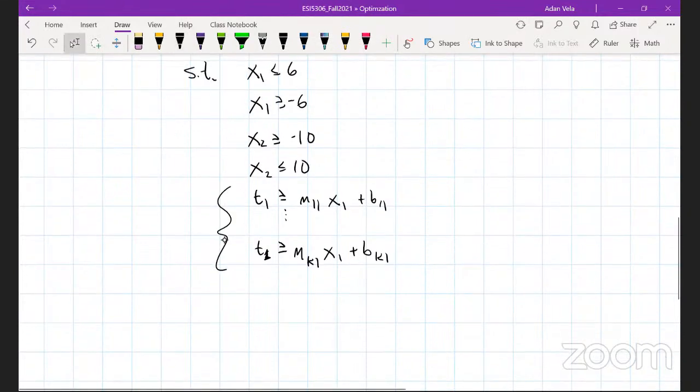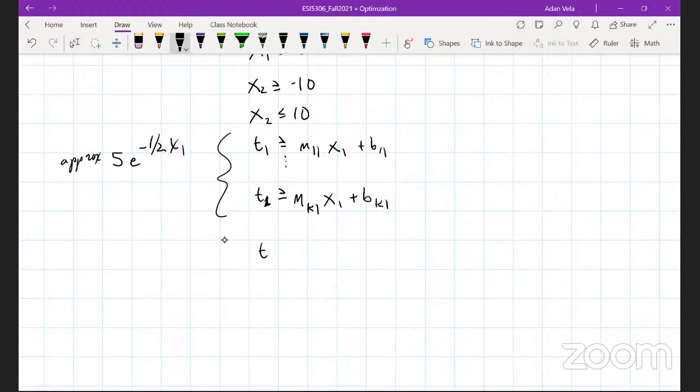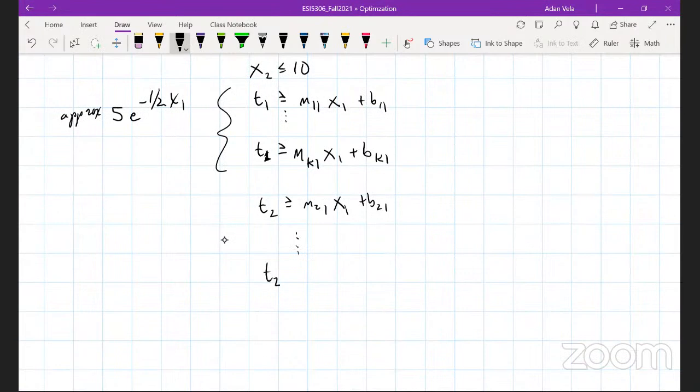So again, this is going to be an approximation of 5e to the -1/2 x1. We also have an approximation for the quadratic. And I switched the index here by accident.